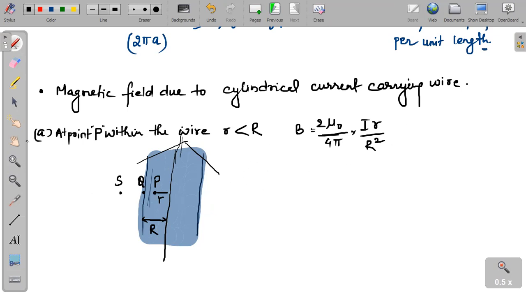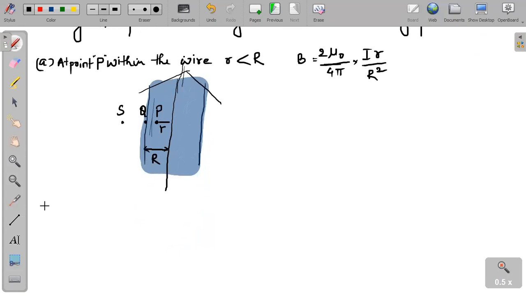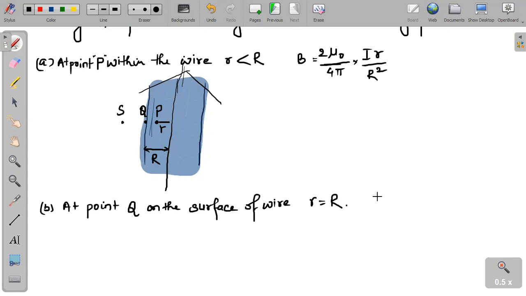ठीक है? The field is going to be like this. B is at point P, oh sorry, at point Q on the surface of wire, r is equal to capital R. B happens to be equal to 2 mu naught by 4 pi I upon capital R. तो ये r की वैल्यू कैपिटल R हो जाएगी, और ये नीचे का एक कैपिटल R विल गेट कैंसिल, दूसरा वाला कैपिटल R बचा रहेगा.